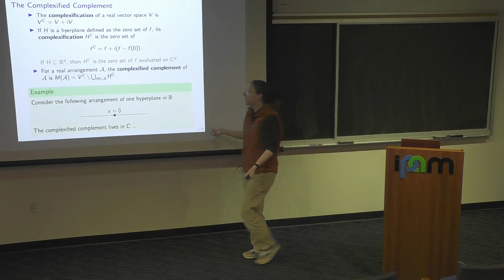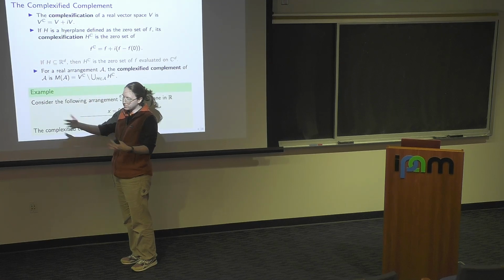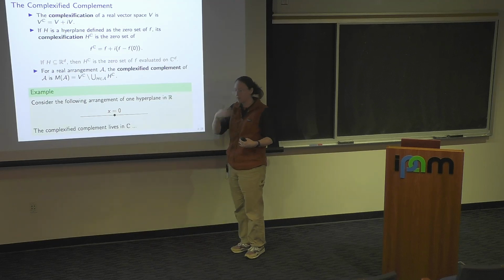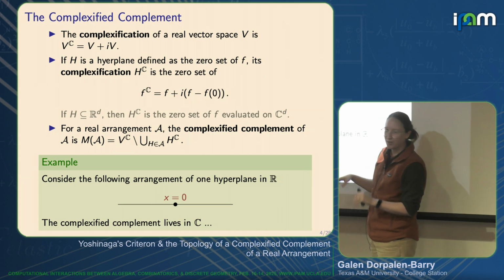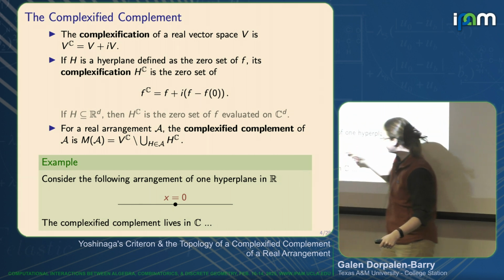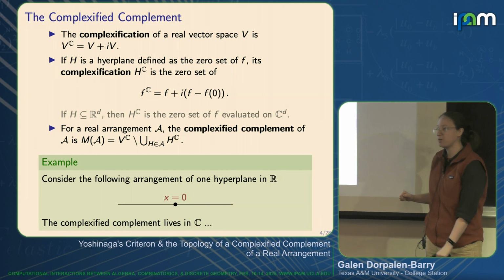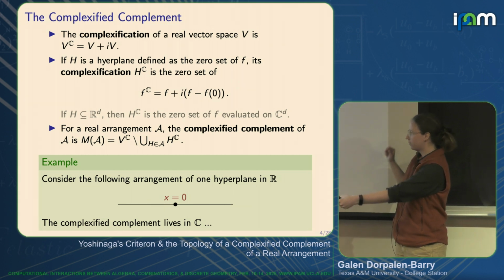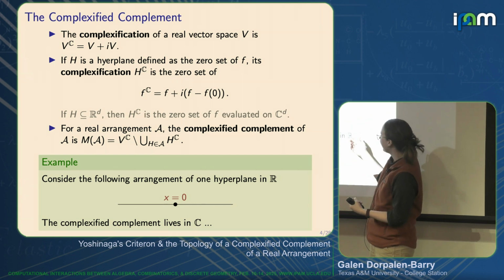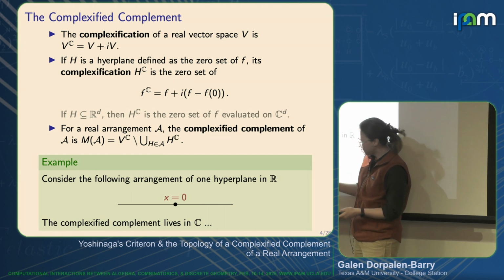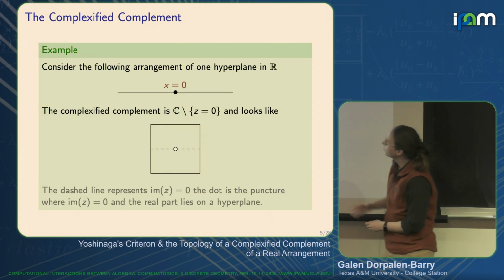And then I'm going to use the notation M(A) to denote the complexified complement, which means I have my real vector space, I complexify it, I also complexify all my hyperplanes that are sitting inside this space, and I remove those complexified hyperplanes. So in the case that I can draw, R, and x equals 0 is a hyperplane sitting inside R. So this is a codimension 1 space sitting inside a space of dimension 1. The complexification of R is C, so the complexified complement of this arrangement lives in C. And it looks like this.